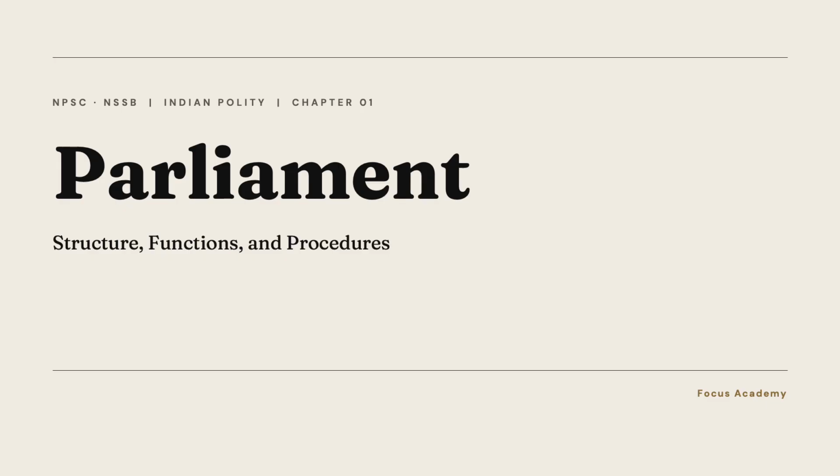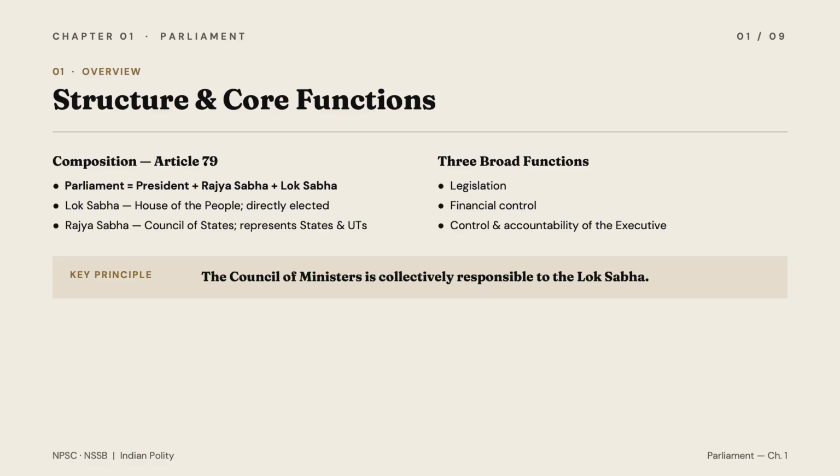Now if you look at the structure and core functions, I will skip those that I've explained in detail, but just for your revision, the composition of the Indian Parliament, which includes the President, the Rajya Sabha and Lok Sabha, as mentioned in Article 79, we have discussed it. Lok Sabha means House of the People. Why is it called House of the People? Because it is directly elected by the people. Subhamran was elected directly by the people.